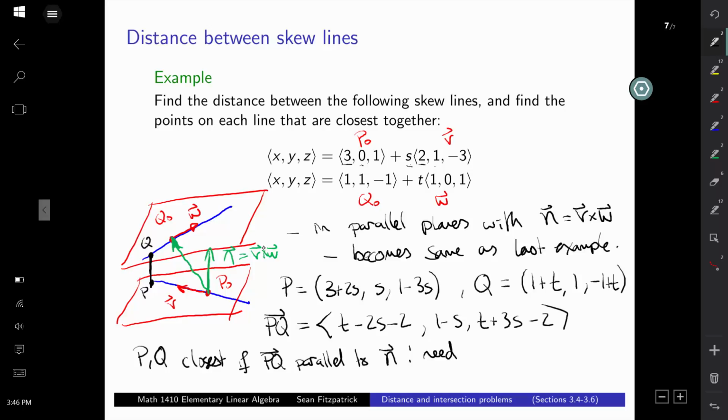Well, if it's parallel to the normal vector, it's orthogonal to both v and w. So I would need v dot PQ equal to 0. I would need w dot PQ equal to 0. And these would give me two equations in my two unknowns, s and t, and I could solve for s and t from those two equations. Then you put the s value back into the first equation to find P. You would put the t value back into the second equation to find Q. And then you'd be able to verify that the distance between those 2 points agreed with the distance that you found using the parallel plane method.